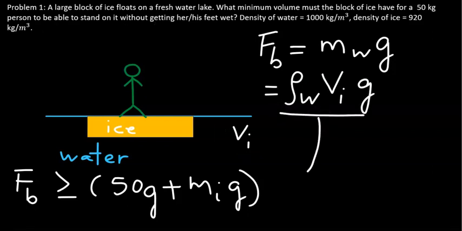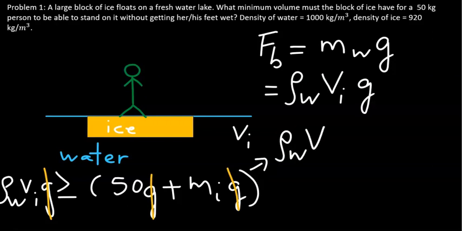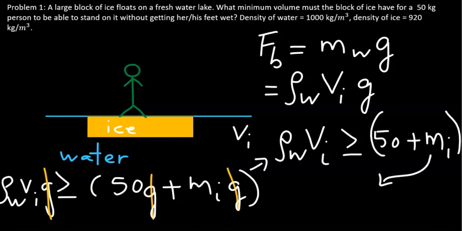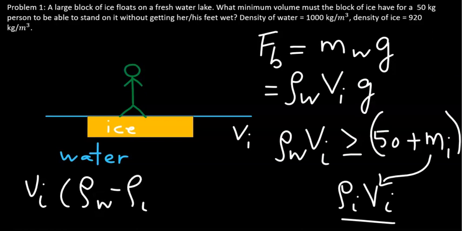Substituting this expression inside this inequality, namely on the left-hand side of the inequality, we get the following result. Note that the G will just get cancelled, and this inequality becomes the density of water, volume of ice, greater or equal to 50 plus the mass of the ice block. Now we know the mass of the ice block must be the density of ice times the volume of the ice block. By moving this term to the left-hand side, we simply get the volume of the ice block multiplying the density of water minus the density of ice must be greater or equal to 50.